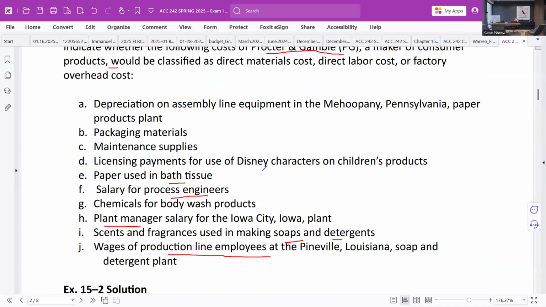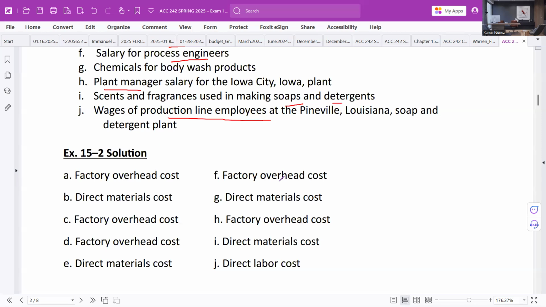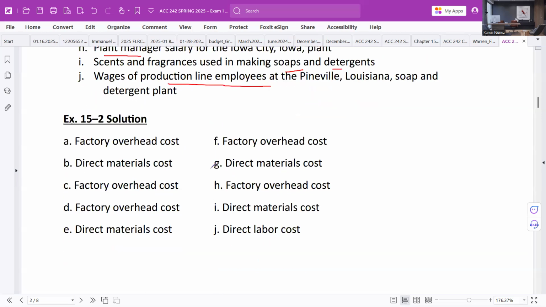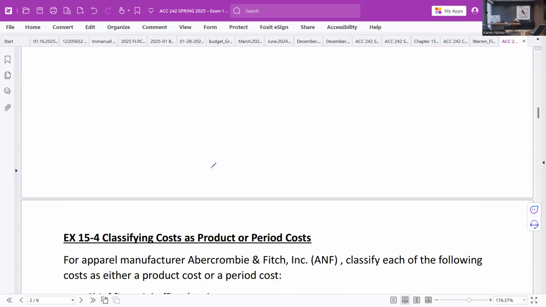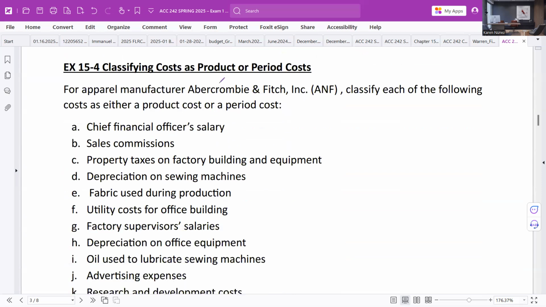You want to go through and think about whether or not it's direct materials that you can trace and you choose to trace that are significant. Direct labor, touch labor, right? Physically touching the product. And then everything else would be manufacturing overhead or factory overhead. And again, you can work through these and the solutions are listed down here. And then exercise 15.4 is another good one that you want to work through. Here's where you want to be able to classify costs as either being product costs or period costs.